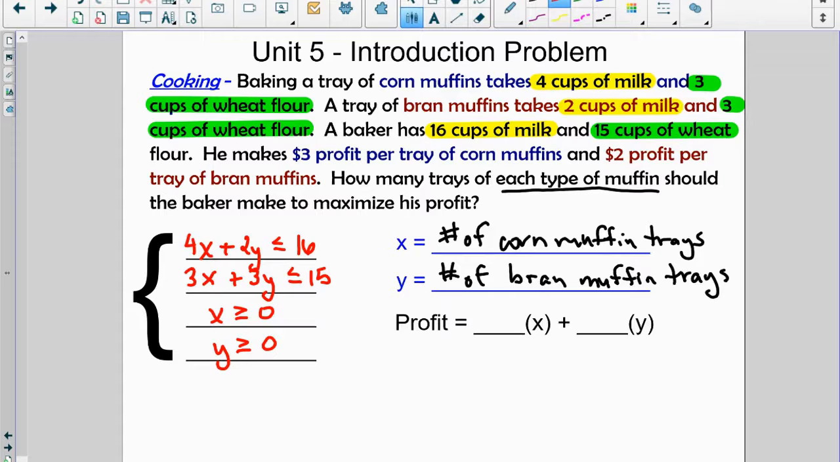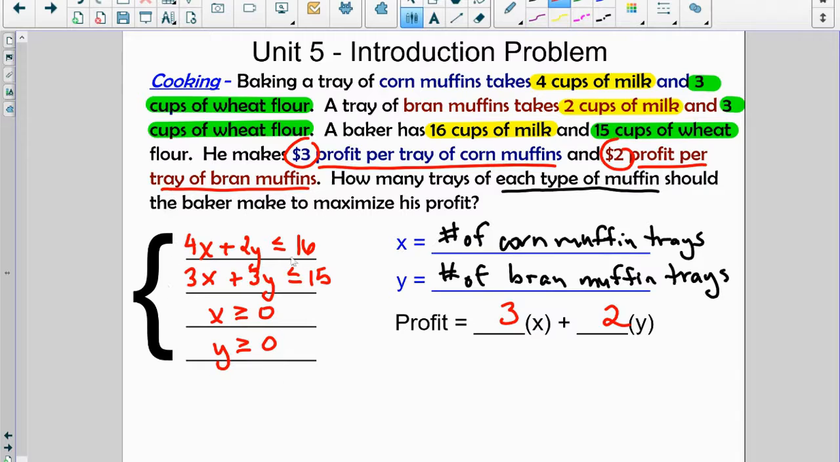Our objective function, let's take a look at that now. Here, our profit equation can be calculated by taking $3 for each tray of corn muffins. Since corn muffins is x, that's going to be 3 times x. And it was $2 profit per tray of bran muffins. So that's going to be 2y. So 3x plus 2y is how we calculate the total profit in this situation.